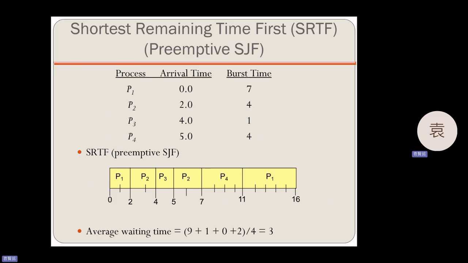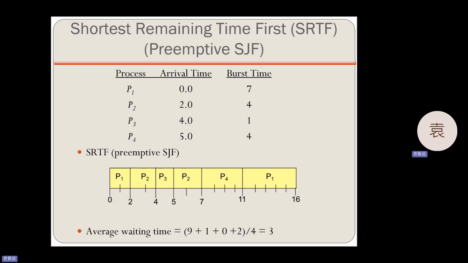Now, if we use shortest remaining time first, then P1 will be scheduled at time 0, but at time unit 2, P2 arrives, and P2 requires 4 time units, while the remaining time for P1 is 5. So P2 will be scheduled, and P1 will be preempted. P2 will start running at time unit 2.